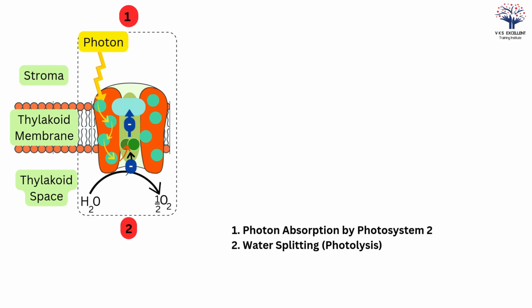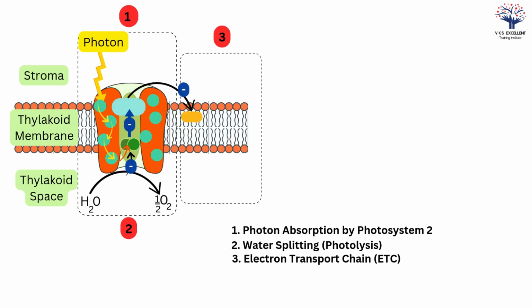Now, in the following step, each photoexcited electron passes from the primary electron acceptor of photosystem 2 to photosystem 1 via an electron transport chain. The electron transport chain between PS2 and PS1 is made up of the electron carrier plastoquinone, a cytochrome complex, and a protein called plastocyanin. Each component carries out redox reactions as electrons flow down the electron transport chain, releasing free energy that is used to pump H+ into the thylakoid space, contributing to a proton gradient across the thylakoid membrane.